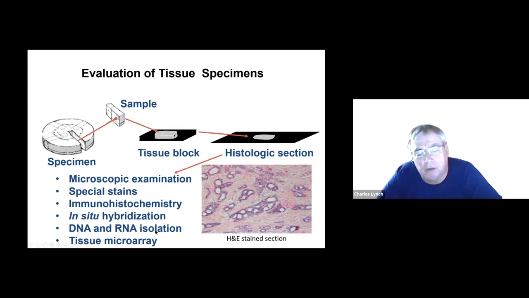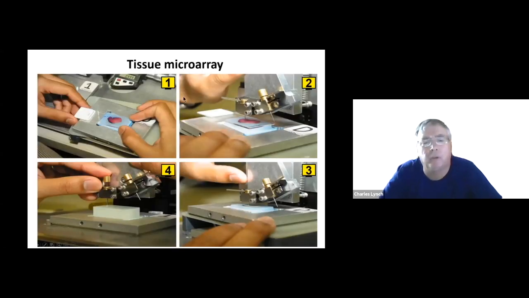But the technique has now evolved to the point where you can get both DNA and RNA, reasonably good quality. And then researchers sometimes are interested in a tissue microarray. I want to show you what happens with that a little bit more.